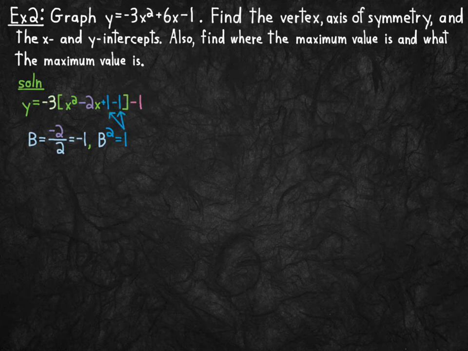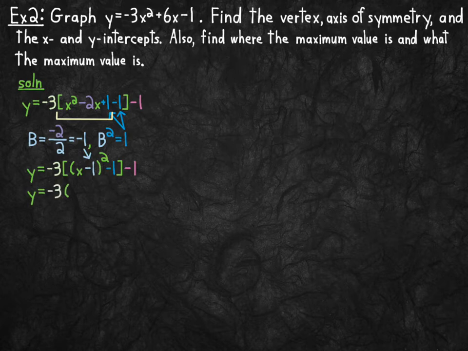Okay, so I do that. I just add 1 and subtract 1. And then I take this trinomial and factor it. And that factors as a perfect square. Oops, I went a little bit too far there.